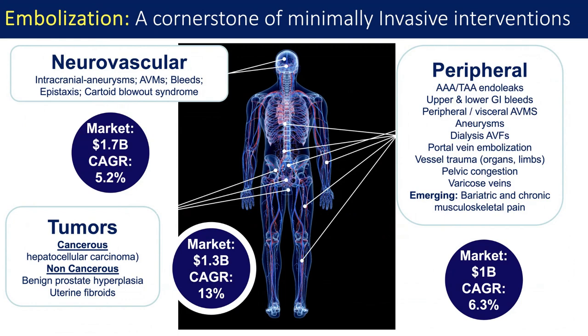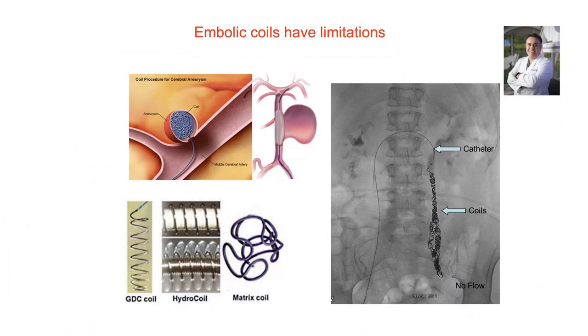The neurovascular area, which is huge in terms of being able to address bleeding or vascular malformations in the brain. The tumor market, where the idea is to deliver either drugs using particles or cut off blood supply, and peripheral vascular applications. So these are different areas. They're all very important problems. And the current standard of care for most of these is basically through the use of coils.